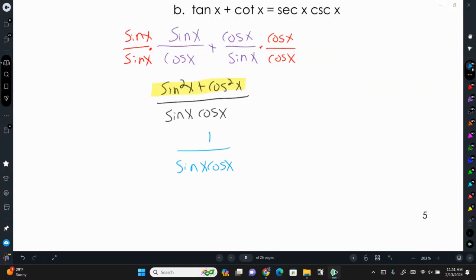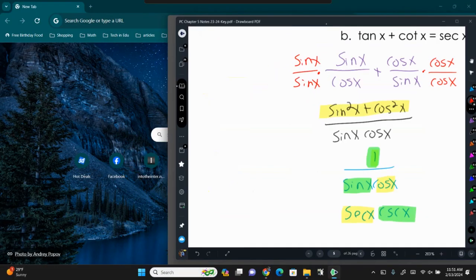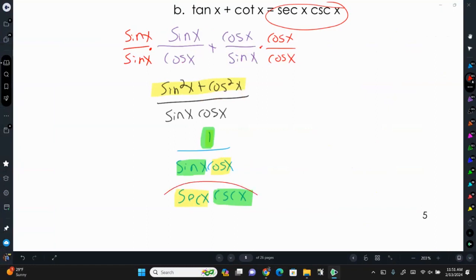Well, we know that 1 over sine is cosecant and 1 over cosine is secant. So instead of 1 over sine times cosine, we can rewrite this as secant x times cosecant x, because 1 over cosine gives you secant, and 1 over sine gives you cosecant. And because we're multiplying, the order doesn't matter. So that gives us the right side up here. Whoops, that gives us this down here. So we verified the identity.